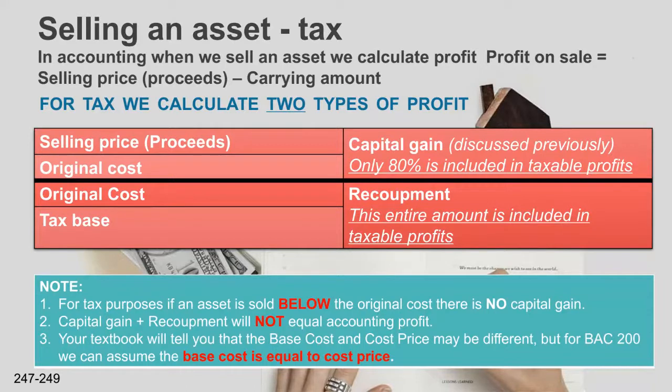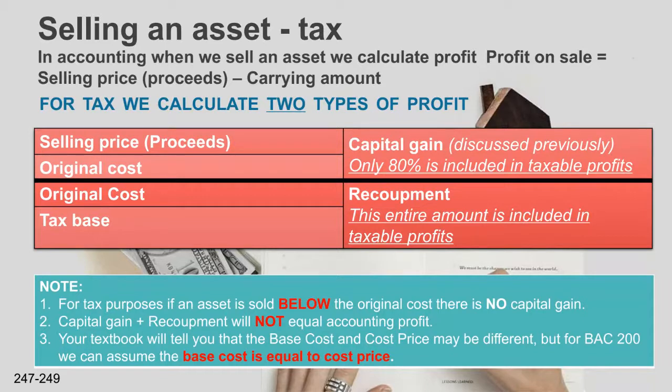Okay, so we said if we sell an asset for above original cost, we will have a capital gain, right? 80% of that capital gain is going to go into taxable profits if we sell an asset above original cost. The issue is that because we've sold it above original cost, it still is above the tax base, right? Remember, the tax base is the carrying amount for tax purposes. So the difference between the original cost and the tax base is then going to be the recoupment. Okay? Does that explain it, Gabby? We'll put some numbers to it just now. Maybe that will help you.